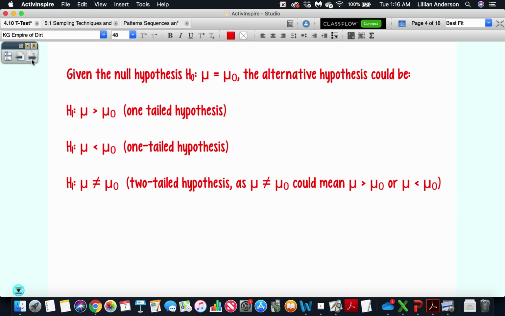Now, given that the null hypothesis is representative of mu equals some value, the alternative hypothesis could be one of these three things. It could either be mu is greater than that value, mu is less than that value, or mu does not equal that value. And as you can see on the side, if it's greater than or less than, then it's called a one-tailed hypothesis. But if it's not equal to, it's considered a two-tailed hypothesis. Okay, in other words, the mean cannot equal that value, so that means it can go on either side.